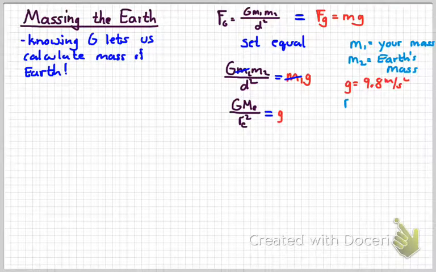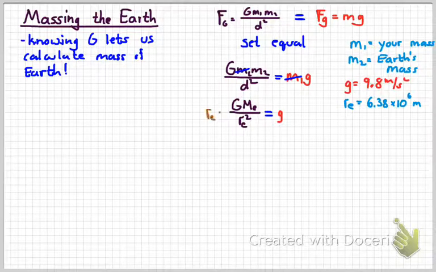We know what little g is, 9.8 meters per second squared. The distance between you and the Earth would be the radius of the Earth, so that's why instead of a d, I wrote it as an r. It's the radius of the Earth. And the radius of the Earth is actually easy to measure too. It's 6.38 times 10 to the 6 meters. How do you do that? Well, there's several different ways. One way is to know the distance between the Earth and the Moon and measure the shadow on the Moon during an eclipse. That's one way that you could do it.